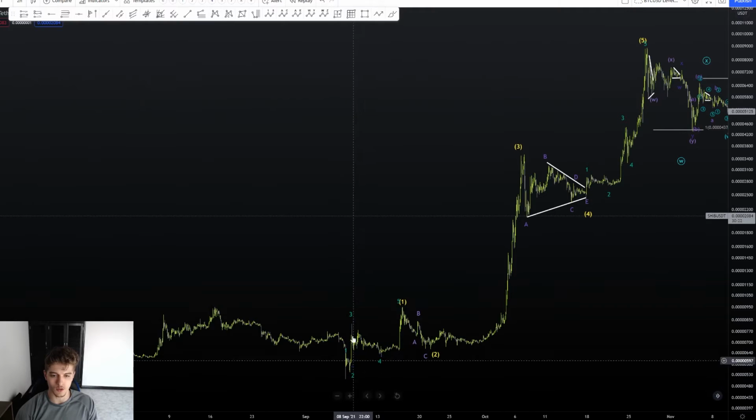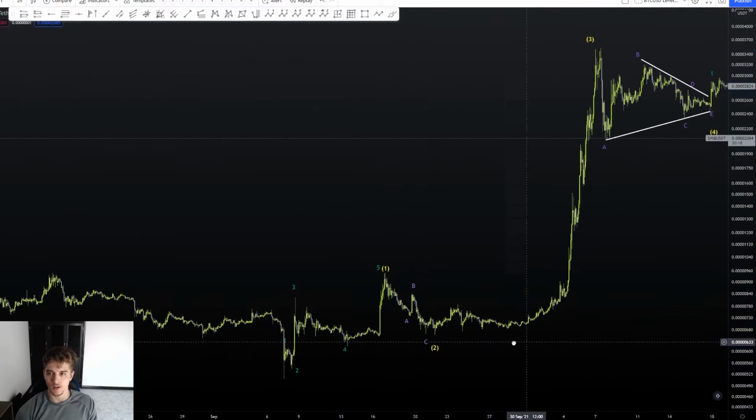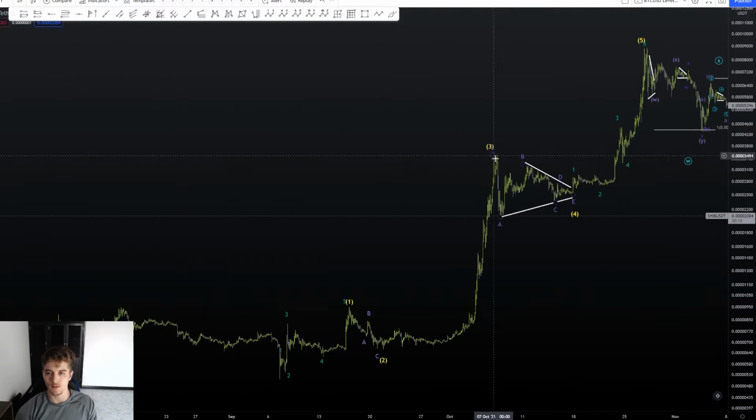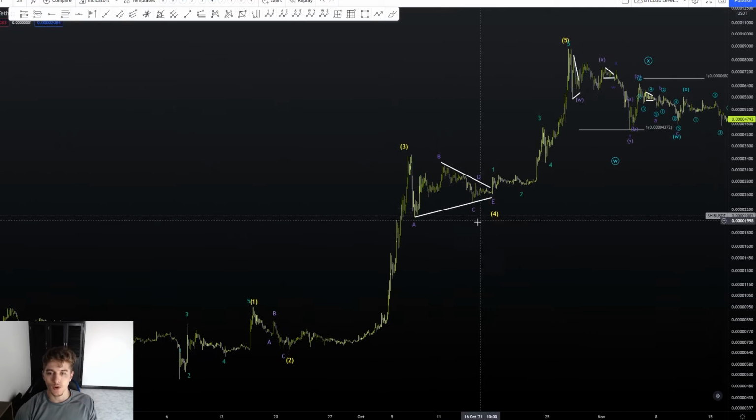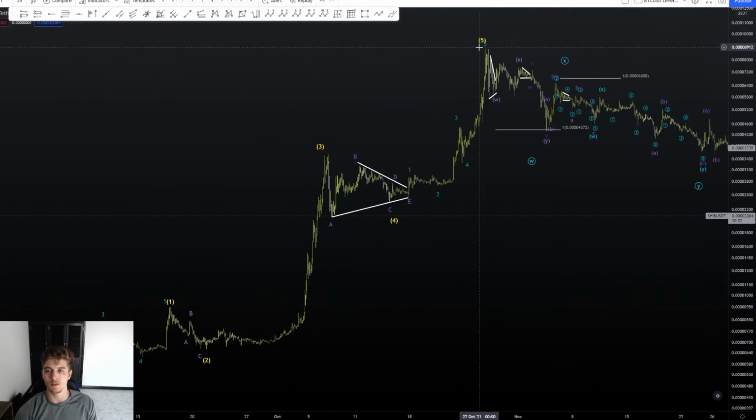So it's going to be a 1, 2, 3, 4, 5 down for an A, B, C for the wave 2. Up for the wave 3, probably be a 1, 2, 3, 4, 5, something like that. This would be a fourth wave via a triangle for an A, B, C, D, E. This would be a 1, 2, 3, 4, 5 to complete the intermediate fifth wave.